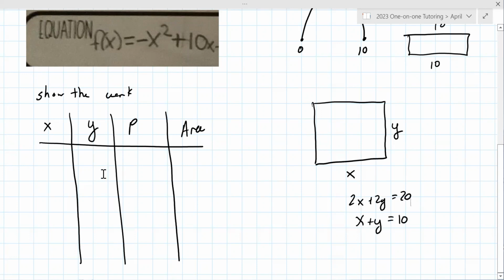That's not super important, but what is important is, let's say you wanted X to be 1 and Y to be 9. Your perimeter is 20 because your perimeter is 2X plus 2Y. You assume that you're going to use up all of the fencing. You wouldn't just leave some off to the side.